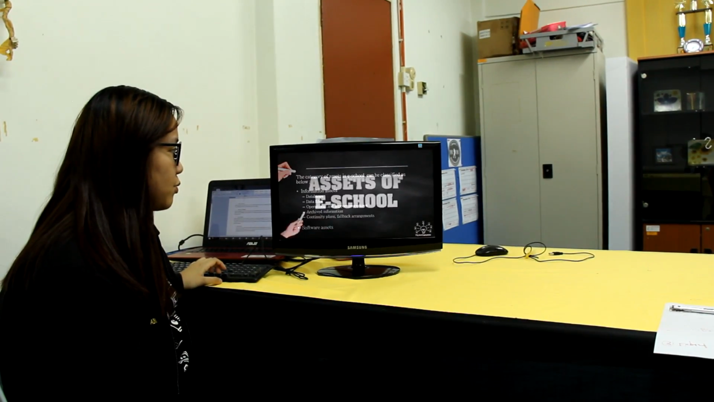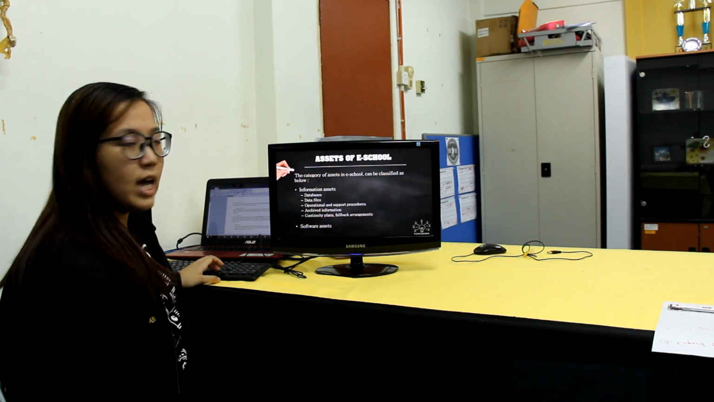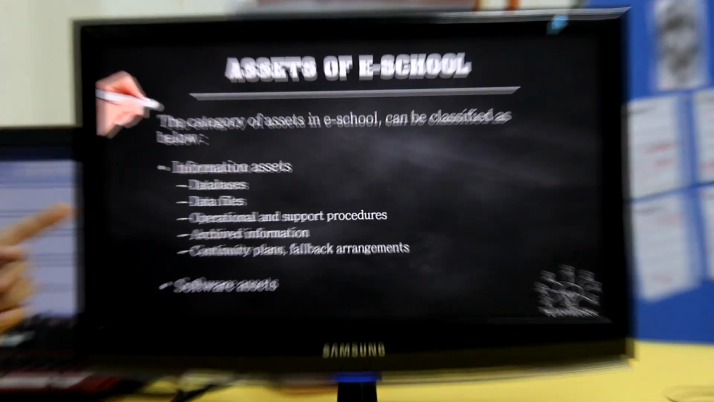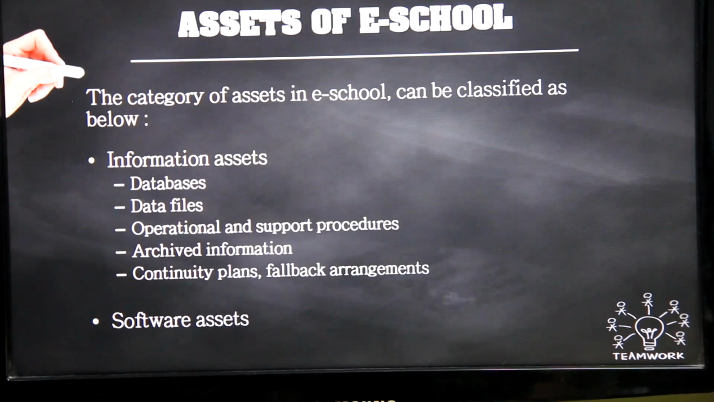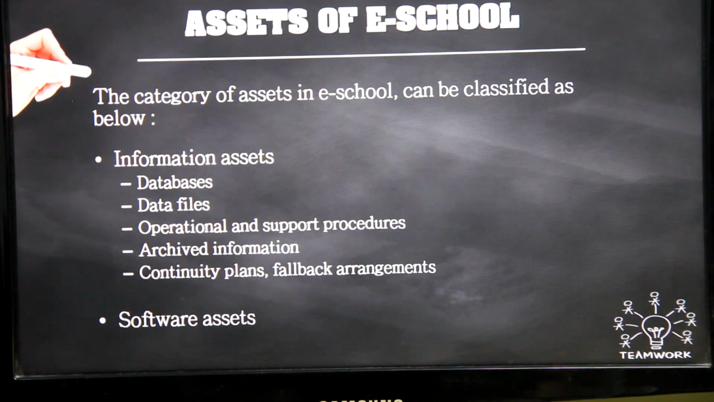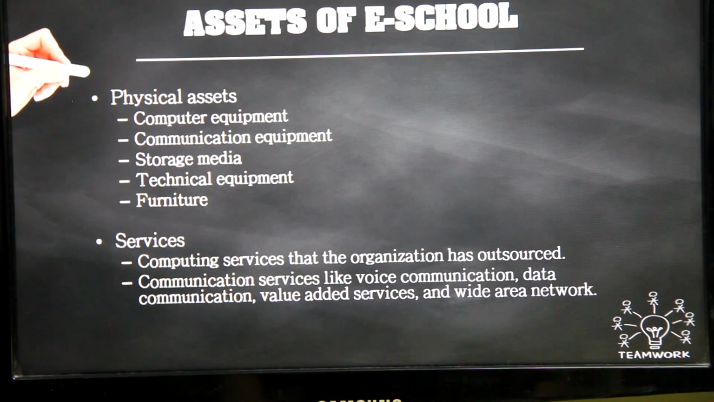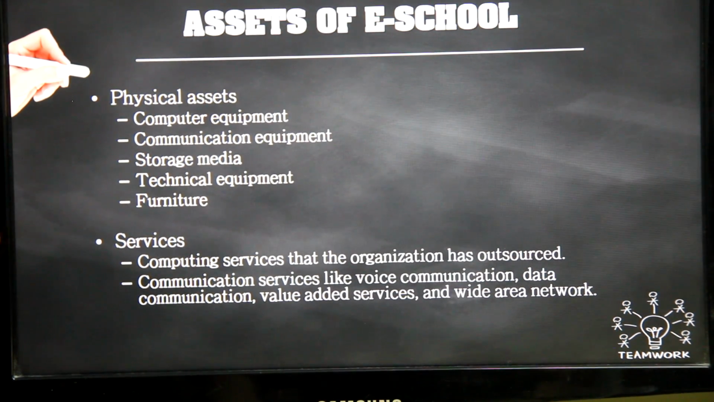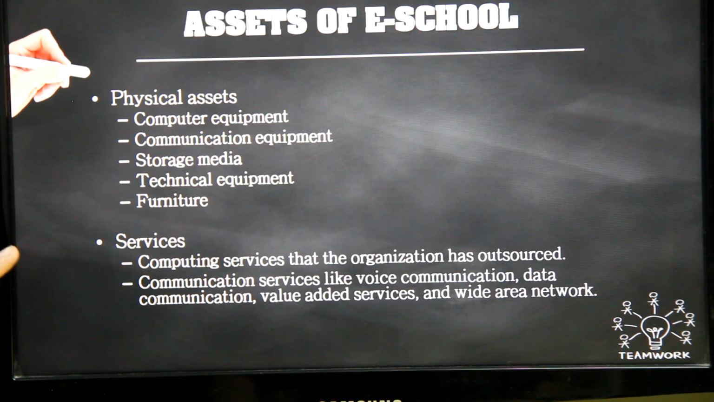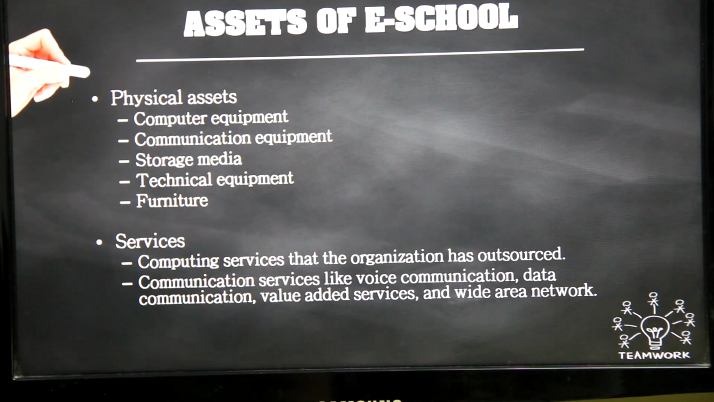Now, assets of e-school. The categories of assets in e-school can be classified as below. Information assets: inside it we have databases, data files, operational and support procedures, archives, information continuity plans, and folder arrangements. Also, we have software assets and physical assets. Inside physical assets, we have computer equipment, communication equipment, storage media, technical equipment, and also furniture. Also, we have services. Inside the services, we have computing services that the organization has outsourced, communication services like voice communication, data communication, value-added services, and also wide area network.